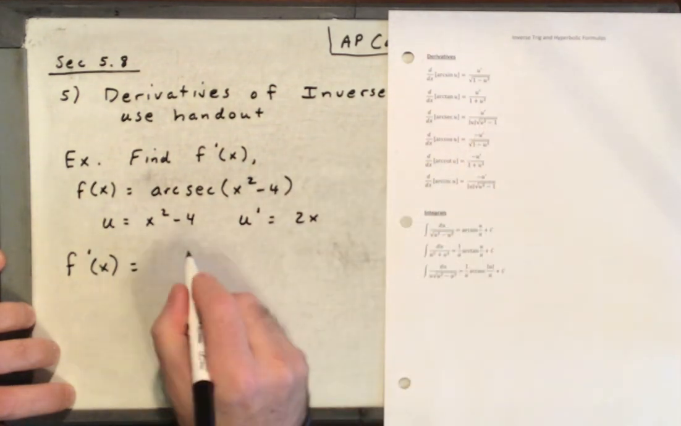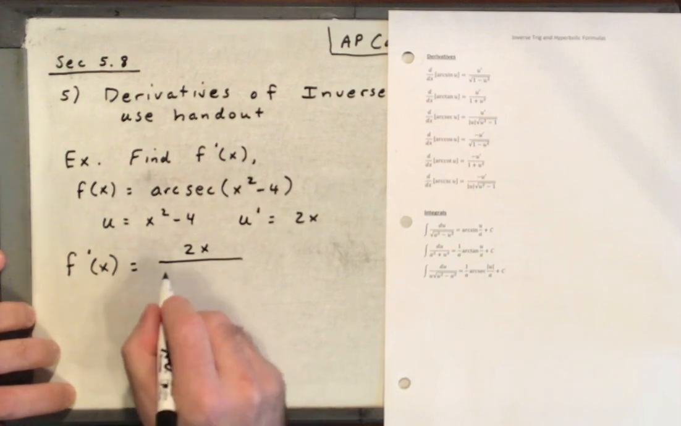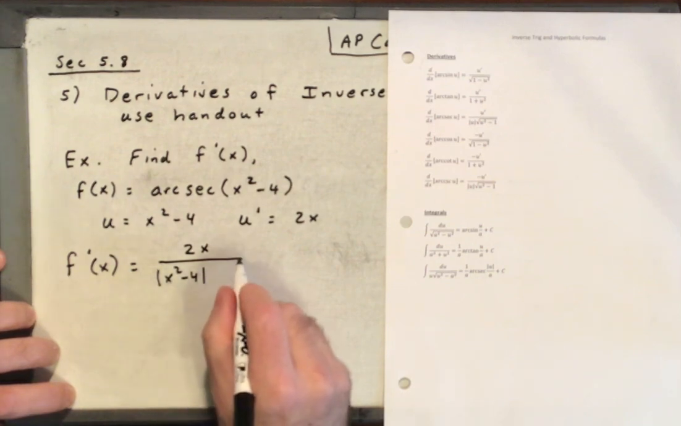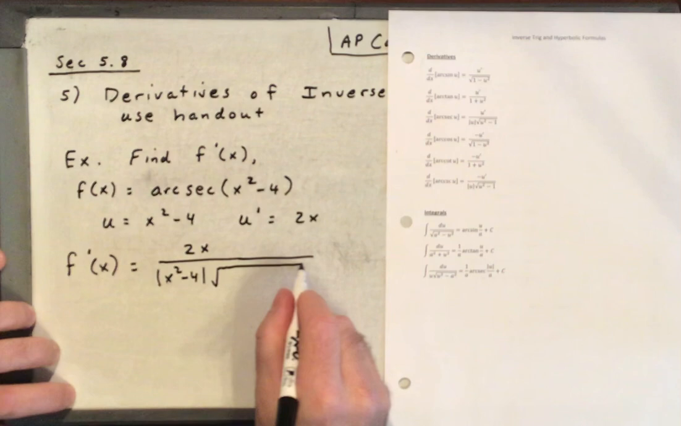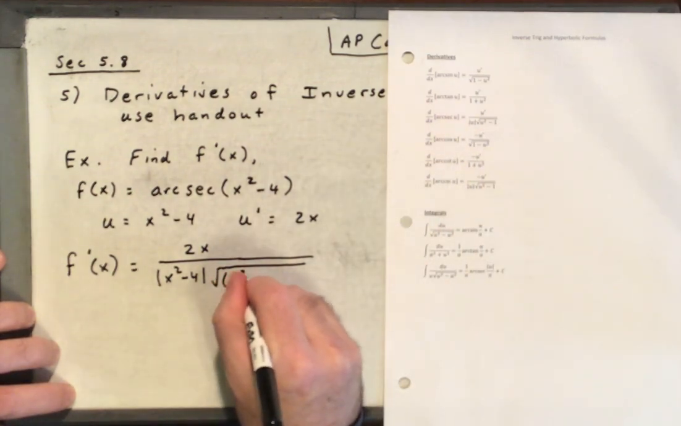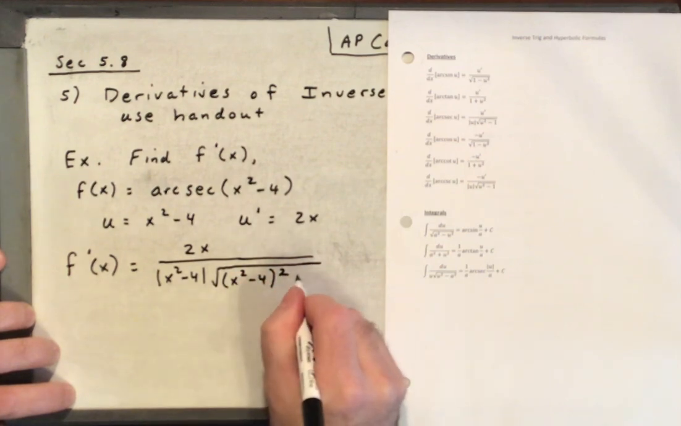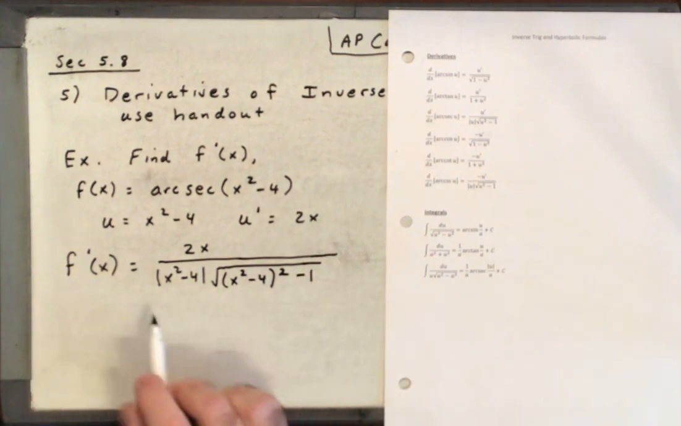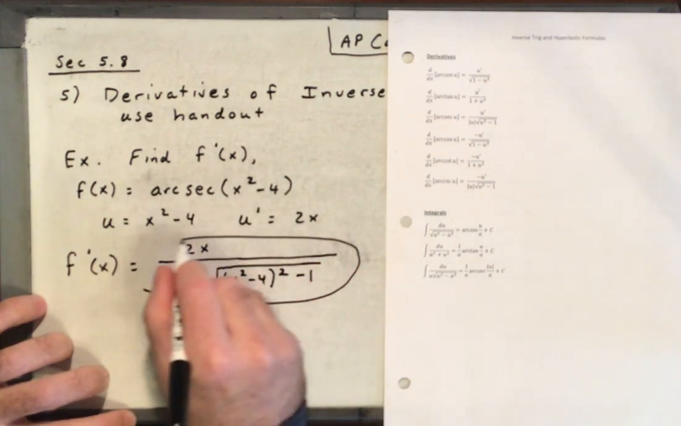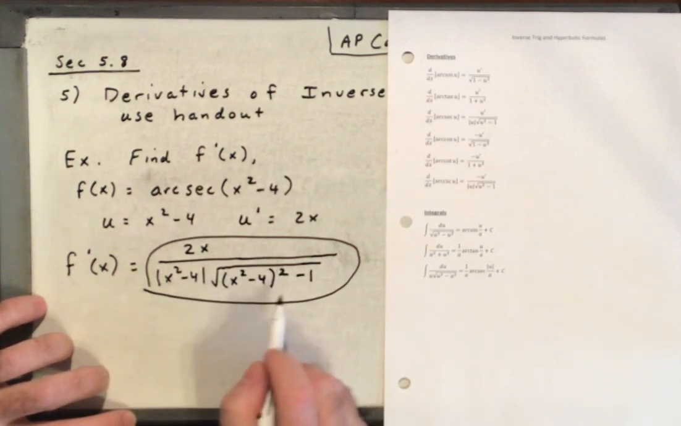Okay, and that is U prime 2x over the absolute value of U, x squared minus 4, times the square root of U squared minus 1. So x squared minus 4 all squared minus 1. Now don't get in a hurry and write that all messy. Write it on the test where I can see everything. I can see the squared. I know what's in the numerator, what's in the denominator. You know, don't get in a hurry. Help me out there on that one.